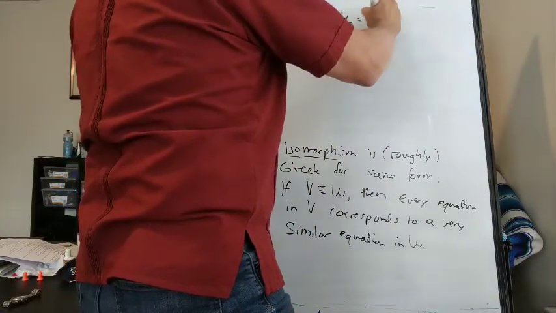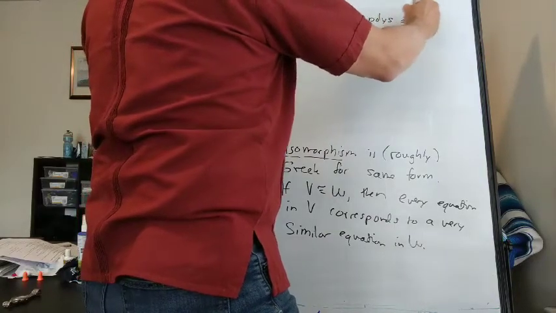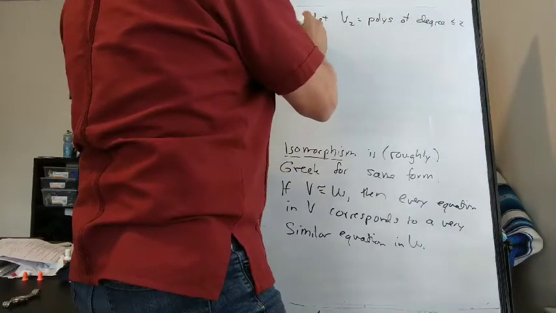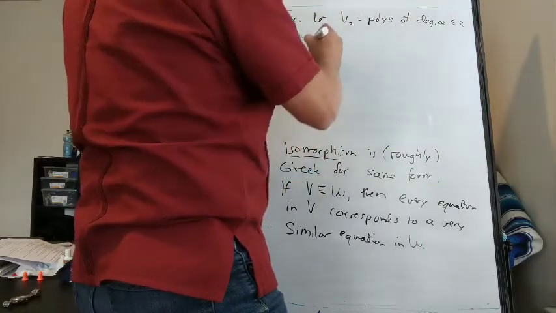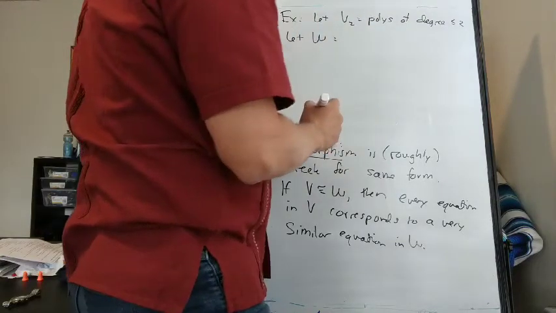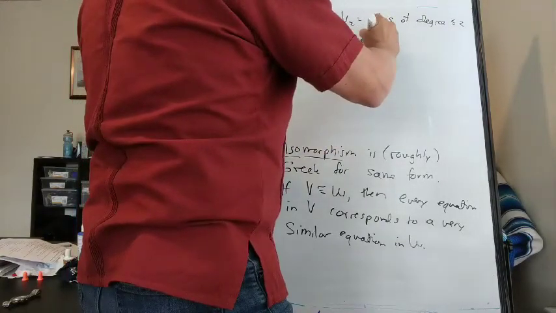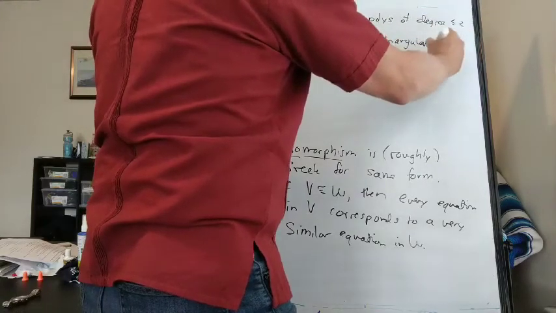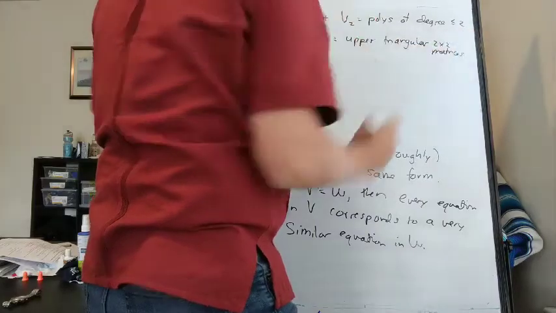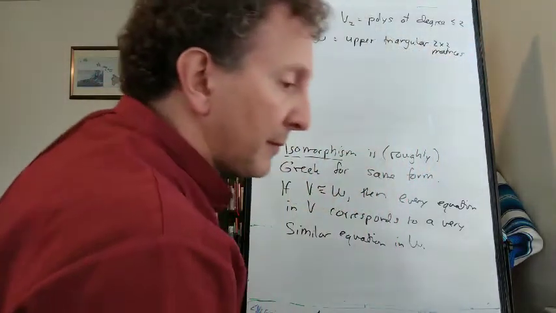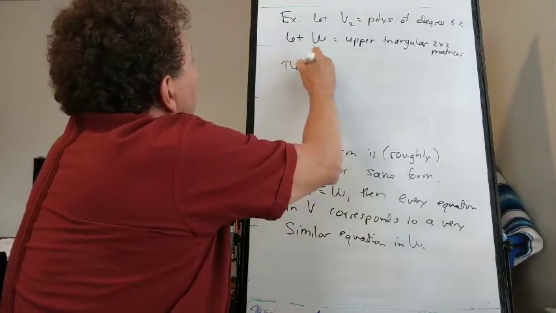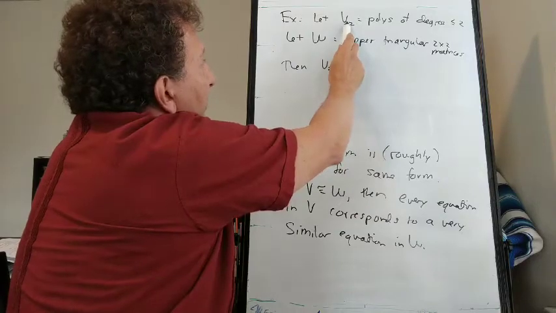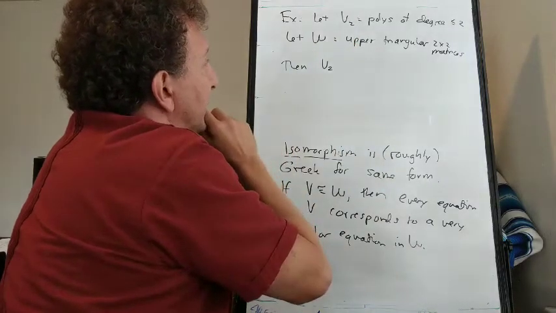let's let V2 be polynomials of degree less than or equal to 2. Let's let W be upper triangular two times two matrices. Then this is a real vector space of dimension 3. This is a real vector space of dimension 3.